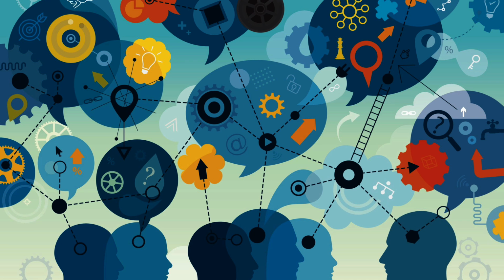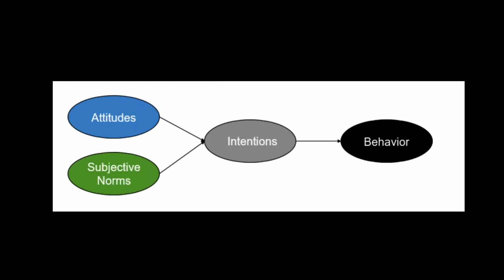Specifically, the theory proposes three things: attitudes, subjective norms, and perceived behavioral control. Attitudes are people's positive or negative evaluations of a particular behavior that influence their intention to engage in that behavior. Attitudes are formed through a process of cognitive evaluation, which involves considering the benefits and drawbacks of the behavior.